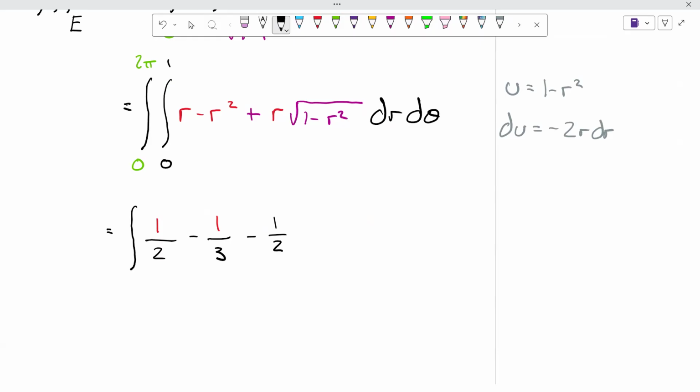I am integrating a square root function, a 1/2 power. That's going to go to the 3/2 power divided by 3/2, so I'll multiply by 2/3. And then I need to evaluate that thing at 1 and at 0. If r is 1, 1 minus 1 is 0, so 0 to the 3/2, minus, plug in 0 for r, 1 minus 0 is 1. And so I get 1 to the 3/2.